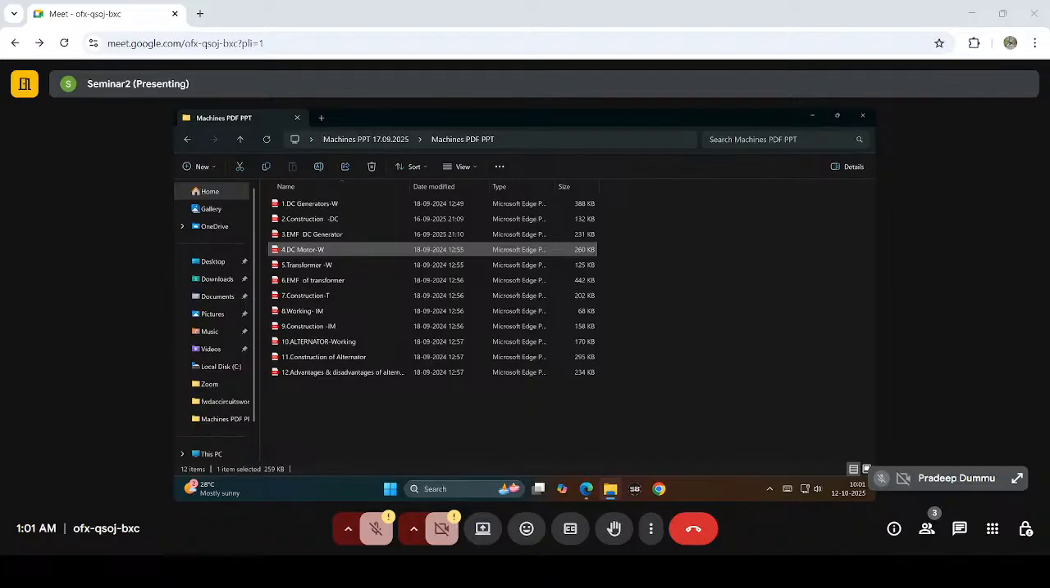You observe that on the left side the fluxes are helping each other, adding to each other. We get a strong flux on the left side. On the right side, weak flux. Why is it weak flux? Main flux and armature flux are in opposite directions and cancel each other.